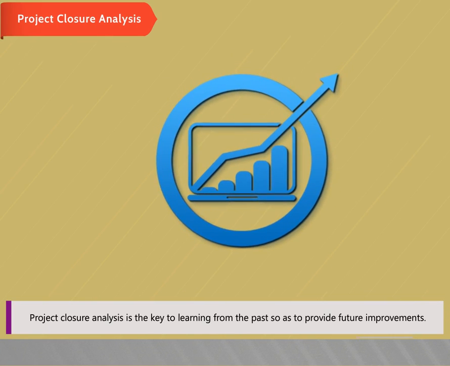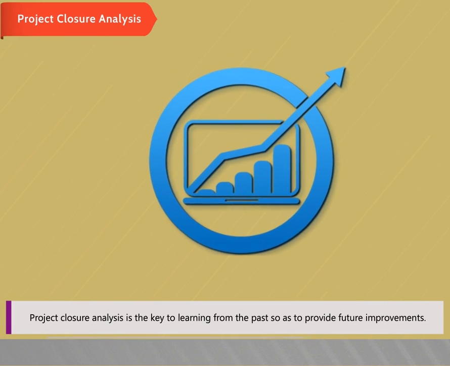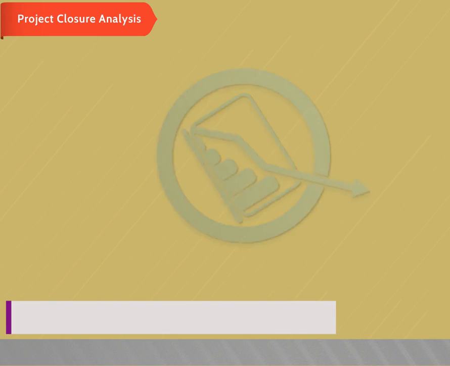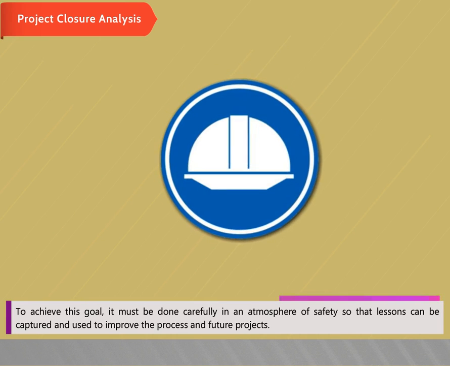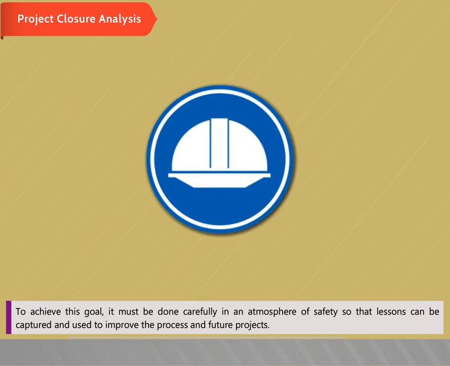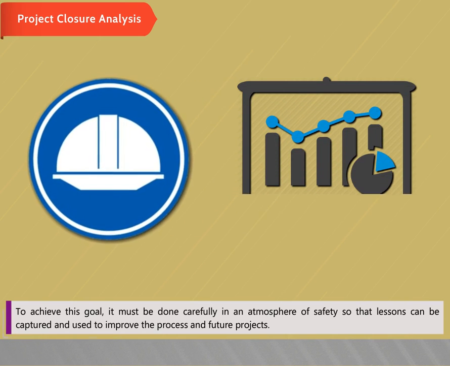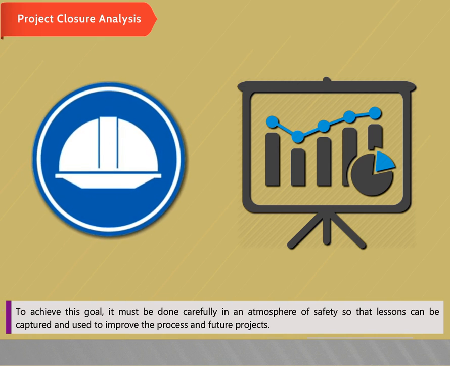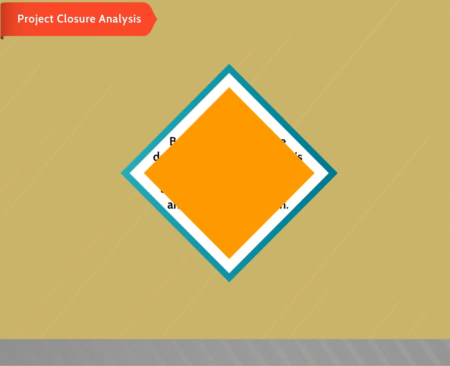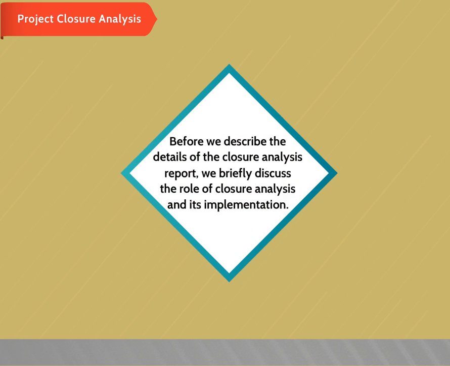Project closure analysis. Project closure analysis is the key to learning from the past so as to provide future improvements. To achieve this goal, it must be done carefully in an atmosphere of safety so that lessons can be captured and used to improve the process in future projects. Before we describe the details of the closure analysis report, we briefly discuss the role of closure analysis and its implementation.